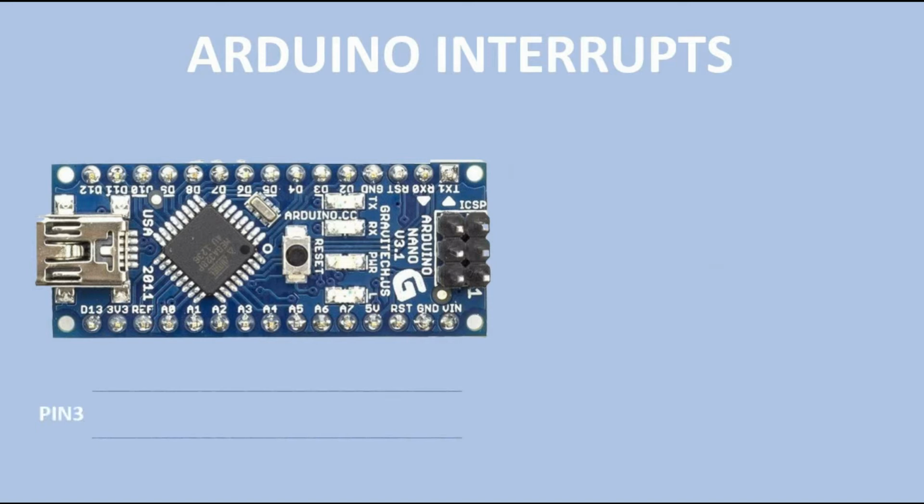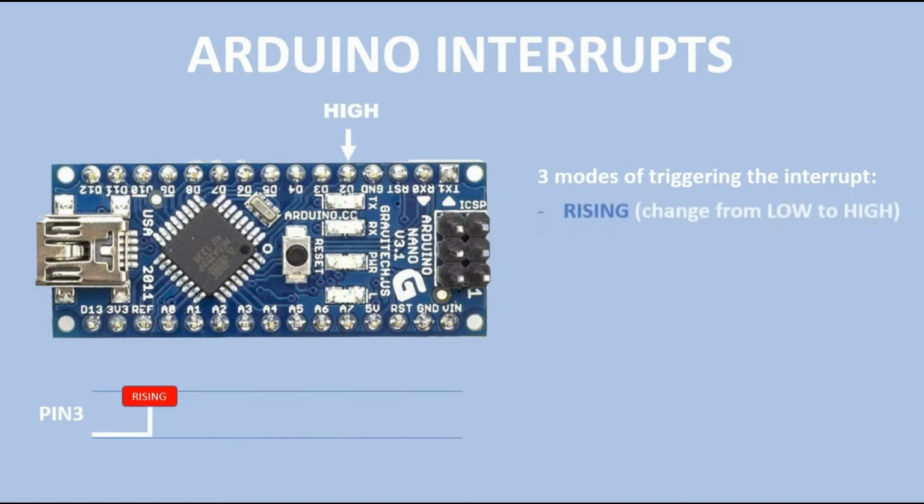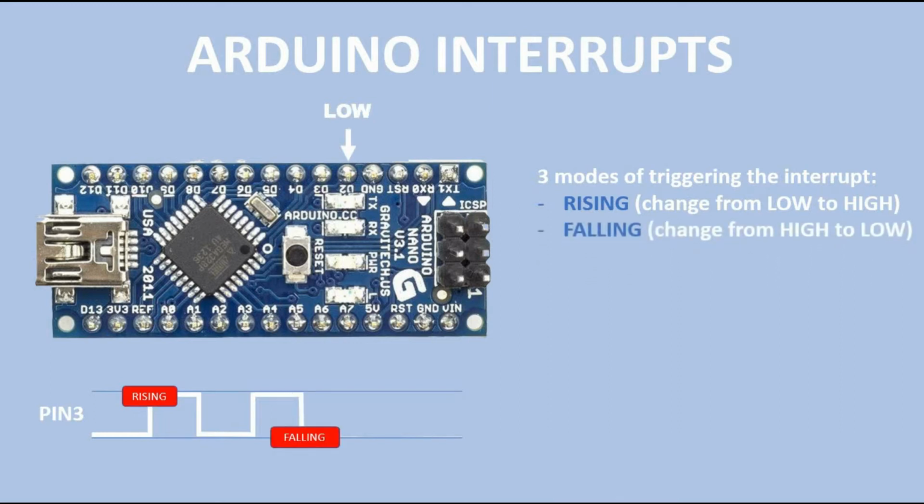There are three ways that interrupt can be triggered. When the signal at the pin changes from low to high, this mode is called rising. The next one is when the signal changes from high to low, and it's called falling. And the last one is called change, and in this one, interrupt is triggered on both the rising and falling edge of the signal at interrupt pin.